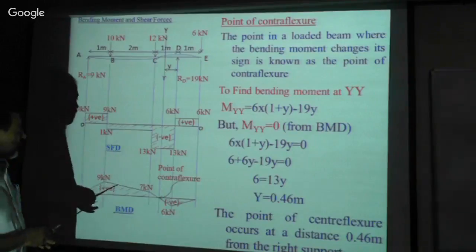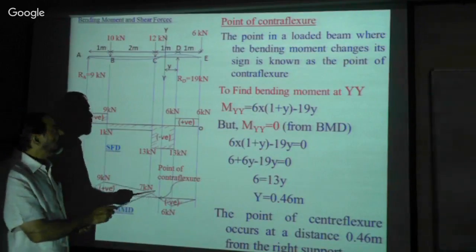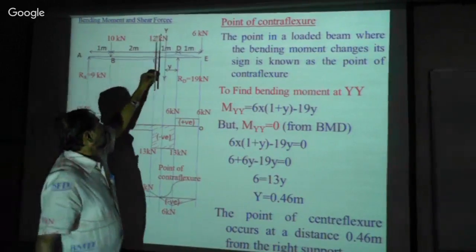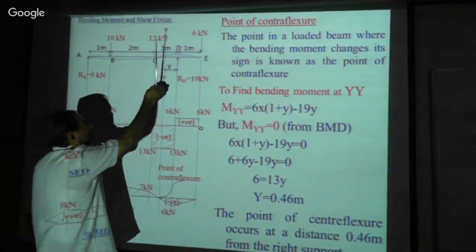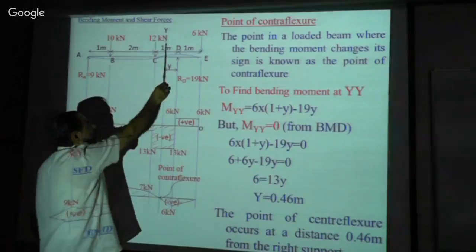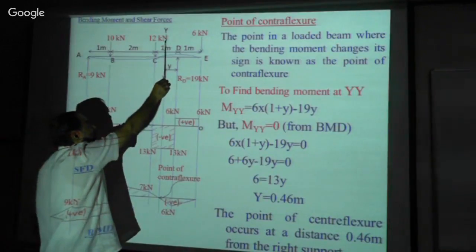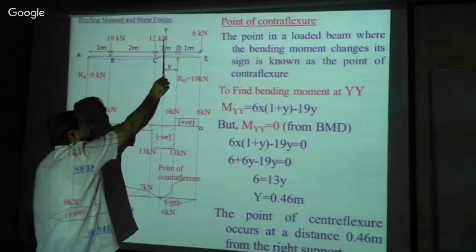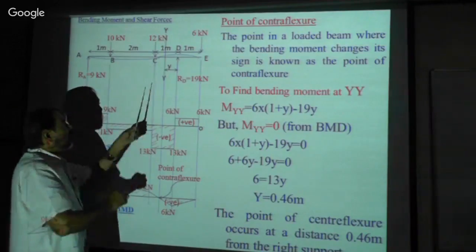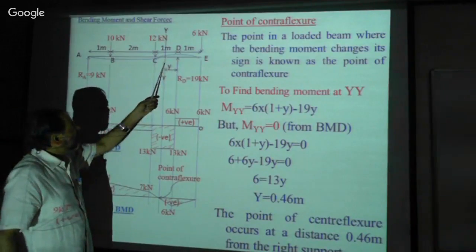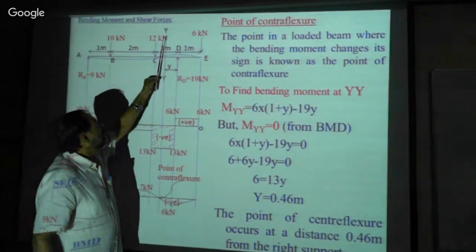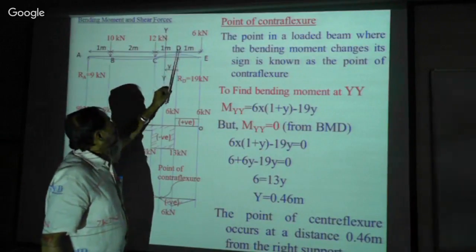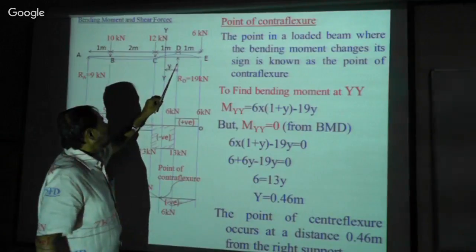Then if you look at this, bending moment is zero. Now this we have considered, this is Y. Now straight away let us go to the beam, the loaded beam. We have taken this as section YY. At section YY, the bending moment is zero, isn't it? That section is located at a distance Y from the right hand support, from this support, from D.